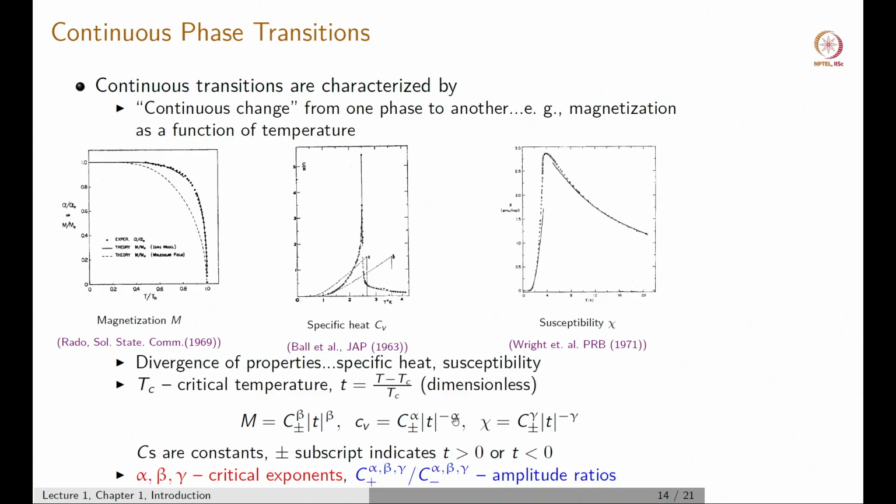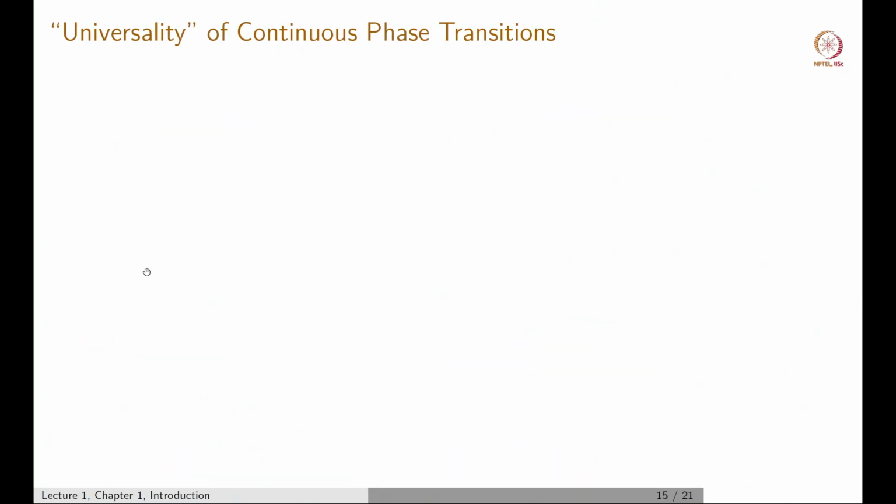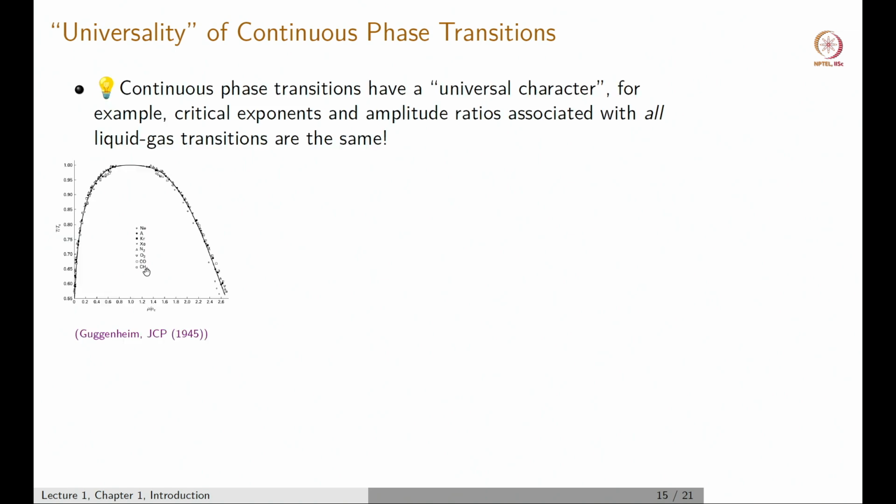The quantities that exponentiate T are called critical exponents, and the ratios of these quantities on the paramagnetic side by the ferromagnet or magnetized side are called amplitude ratios. Continuous phase transitions have this idea of universality, and that's what makes them very interesting. Continuous phase transitions can be understood by looking at dimensionless quantities associated with different materials.